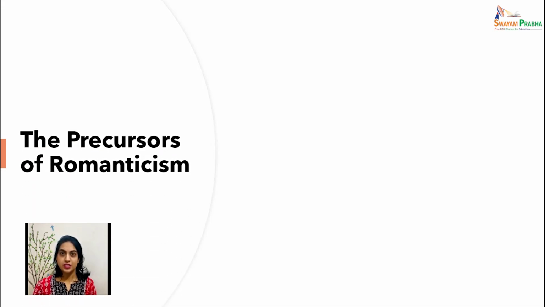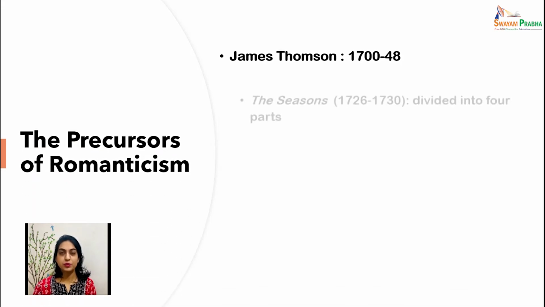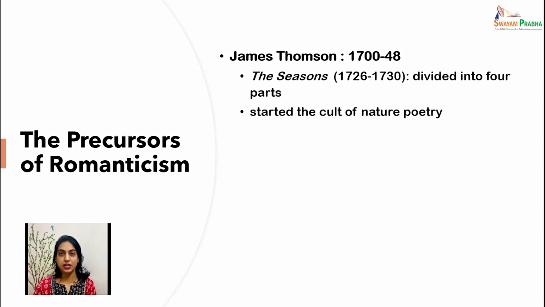So the first in the list is James Thomson, who lived between 1700 and 1748. He was a contemporary to Pope, but his literary work, The Seasons, which came out in 4 parts in different years, distinguishes him from his contemporaries. It was a series of nature poems. The series was divided into 4 parts, each detailing a different season, namely winter, summer, spring, and autumn.